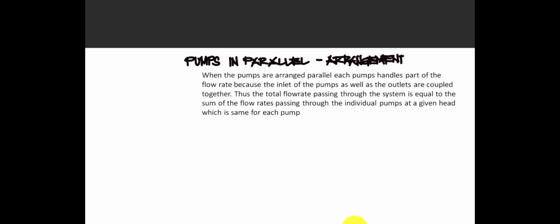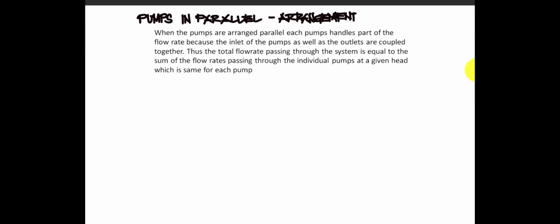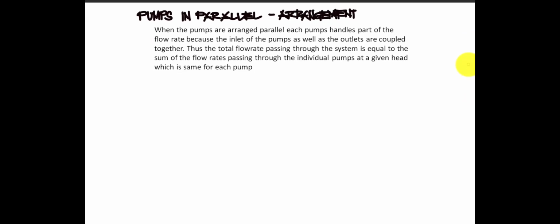Now, let's go to pumps in a parallel arrangement. So, this is defined as when the pumps are in parallel arrangement, the pumps handle part of the flow rate because the inlet of the pumps as well as the outlets are coupled together. Thus, the total flow rate passing through the system is equal to the sum of the flow rates passing through the individual pumps at the given head, which is the same for each pump.